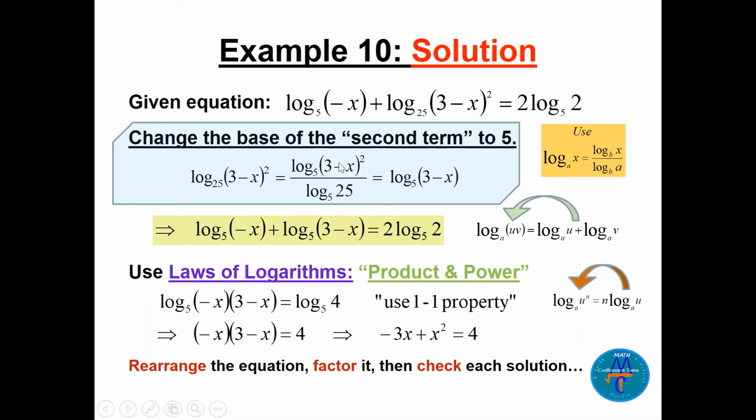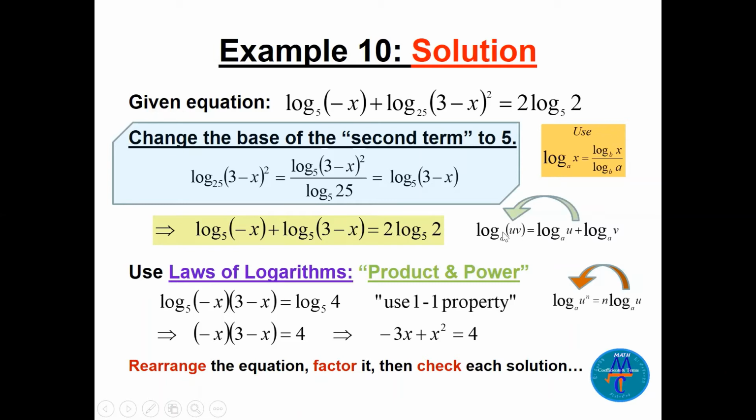Log base 5 of 3 minus x squared divided by log base 5 of 25. 25 becomes 5 squared. So 2 comes down, and here from the power 2 comes down. When you cancel, you get log base 5 of 3 minus x. That's in the second term. So now the equation becomes log base 5 of minus x plus log base 5 of 3 minus x is equal to that one.